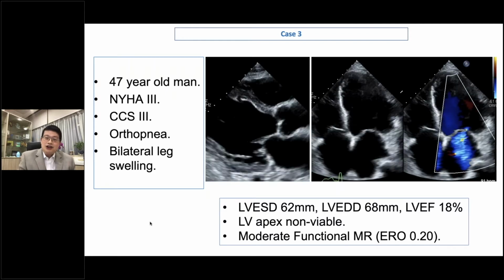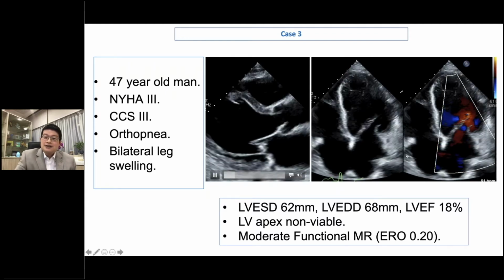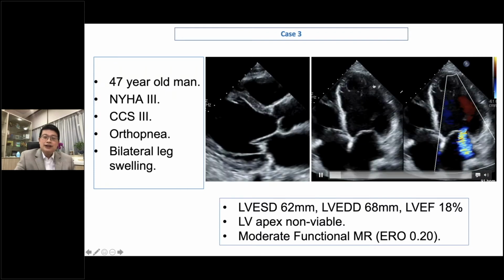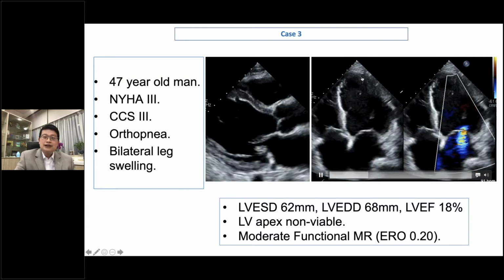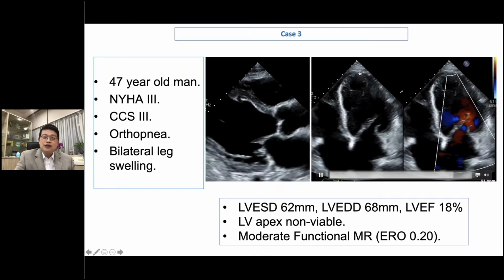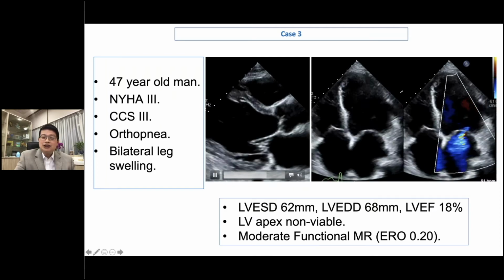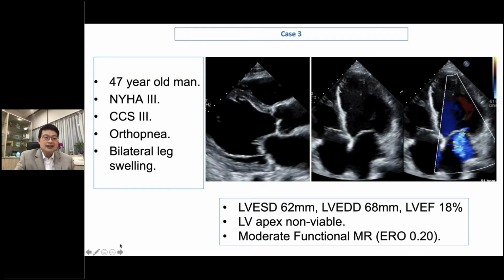The ejection fraction was impaired. The LV apex was non-viable. You can see there's even some thrombus here. This part was non-viable on cardiac MRI. And yet moderate functional mitral regurgitation, as you can see there.